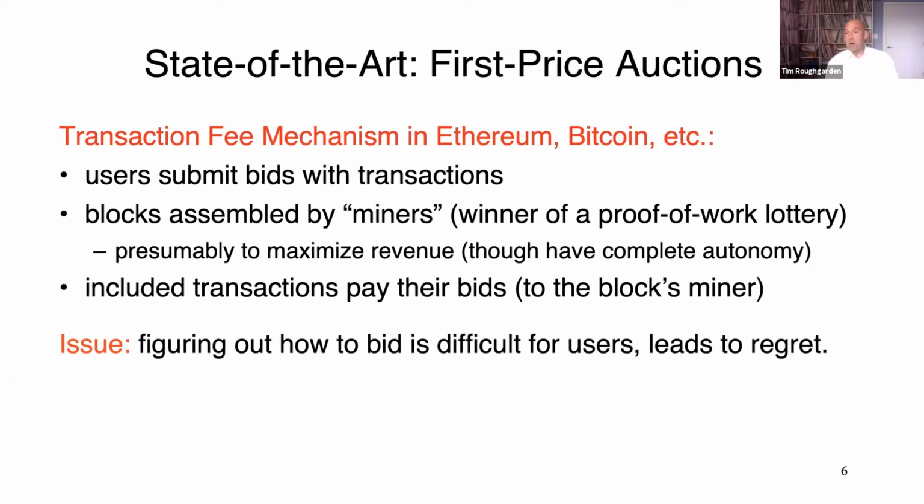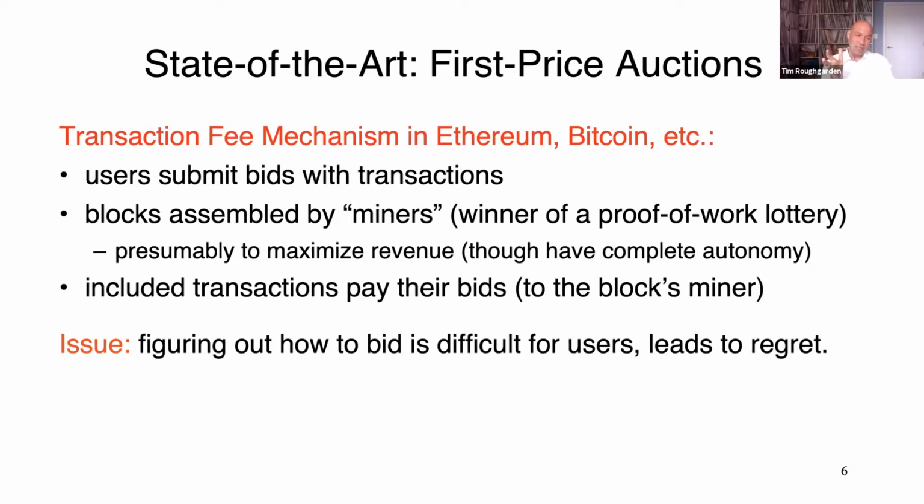So that's how it works right now. Everybody submits a bid, and if your transaction is executed, you pay your bid. This dates back to Satoshi Nakamoto's 2009 Bitcoin white paper. It's a very natural place to start. But with this audience, if we wanted to throw tomatoes at a first price auction, we definitely know how to do it, right?